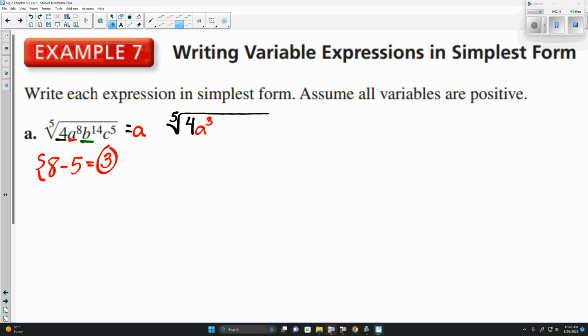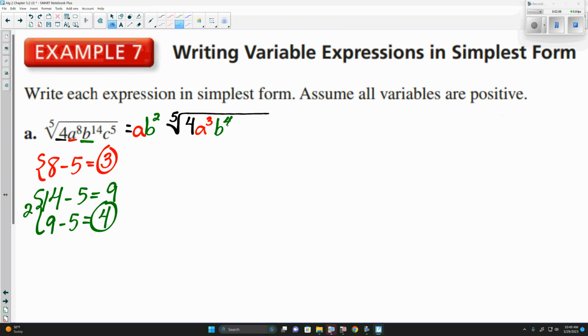Now we can look at b to the 14th next and see how many groups of 5 we can remove from it. So we can do 14 minus 5, which is 9. Then we can do 9 minus 5, which is 4. But we can't take 5 away from it again. So that tells us that we can take 2 groups of 5 out of the radical, giving us b squared. And then we have how many left inside? 4. So we have b to the 4th.